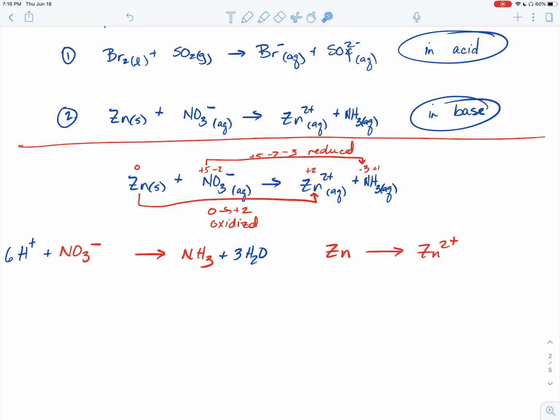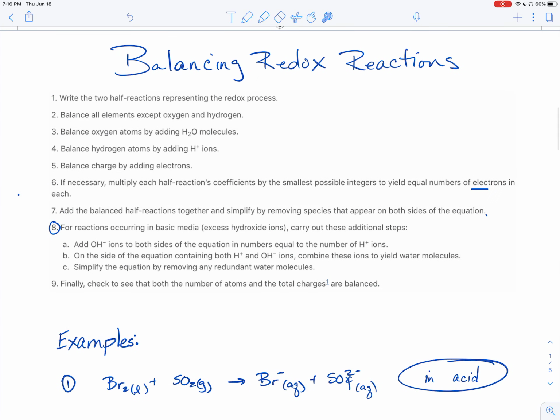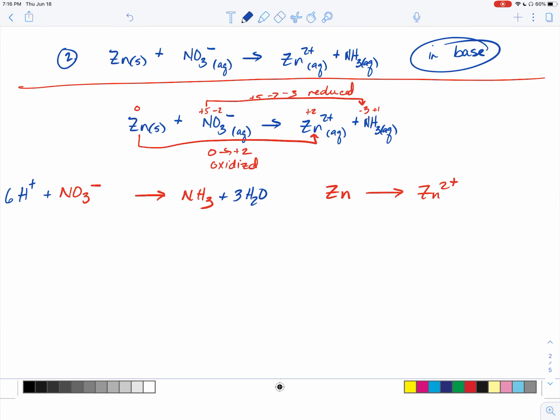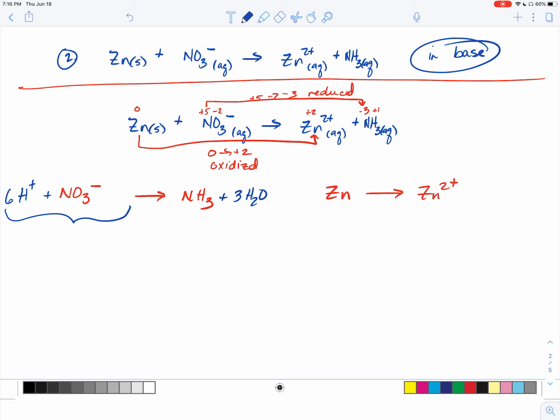What we want to do now, and this is moving on, I'm kind of not showing you the steps here, but we've gone through steps 1, 2, 3, 4. What we need to do is balance our charges using electrons. So we're on step 5. So we're going to take and count the total charge, left and right side, of each half reaction. So we've got +6 and a -1. This is +5 for the left and 0 for the right. And then we have 0 and +2.